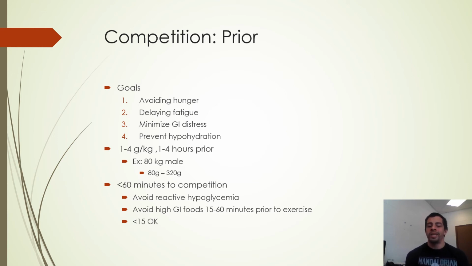Now, if you're less than 60 minutes to competition, we want to avoid something called hypoglycemia. Based on what we've talked about prior, as we ingest carbohydrates, insulin levels spike and our blood glucose levels will drop because it's transported to the muscle cells. If our blood glucose levels drop, we can be in a state of hypoglycemia. We want to avoid this because blood glucose levels are helpful when working out. At least our maintenance level is important when we're working out.